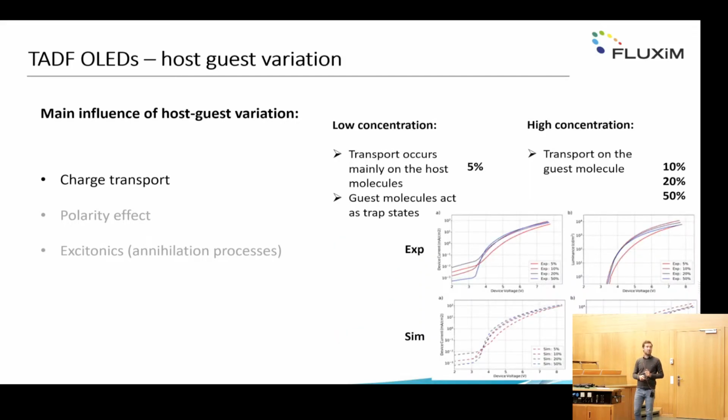And here is again the same experimental results and simulations of the JV that I showed before. So we see that there is a nice agreement, and we see that also in simulation we replicate the quite strong difference between the 5% and all the others.